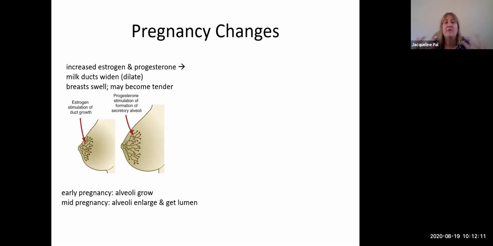Early in the pregnancy, the alveoli are growing. They're actually getting bigger and enlarging, and in mid-pregnancy, the alveoli get a lumen so that their secretions will be connecting out towards the lactiferous ducts. So it's one of the earliest signs of pregnancy, like within a month of getting pregnant, almost every woman's breasts will be larger just due to the hormonal changes that affect the breast. And so you may not have told your mother that you're pregnant yet, but she may be able to tell just because your boobs look bigger.